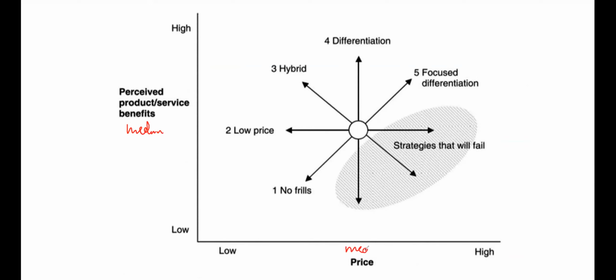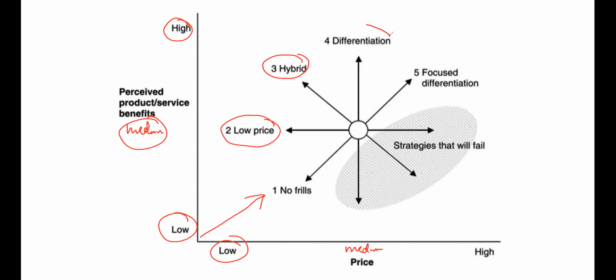When there's a high perceived benefit and a low price, it causes a hybrid strategy. Okay, so it's a medium price. It's around a medium price. So low perceived benefit with a medium price, it creates a hybrid strategy. When you have a high perceived benefit and a medium price, it creates a differentiation strategy. Okay, when you come here, it's a high what? Perceived benefit. Okay, high perceived benefit with what?